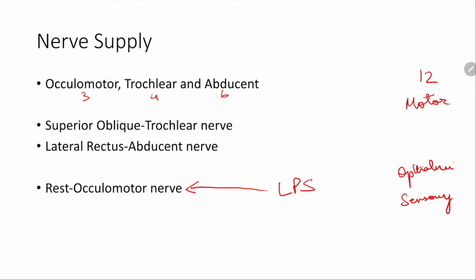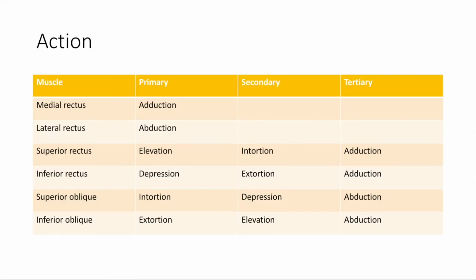Now that we have understood the nerve supply and figured out some questions, let's look at the actions of these muscles, from where a lot of other questions are asked. So let's start with the simplest, the medial and the lateral rectus. Now that you know where these muscles attach, it's very simple that one causes adduction, which is the eye turning medially, and one causes abduction, which is the eye turning laterally.